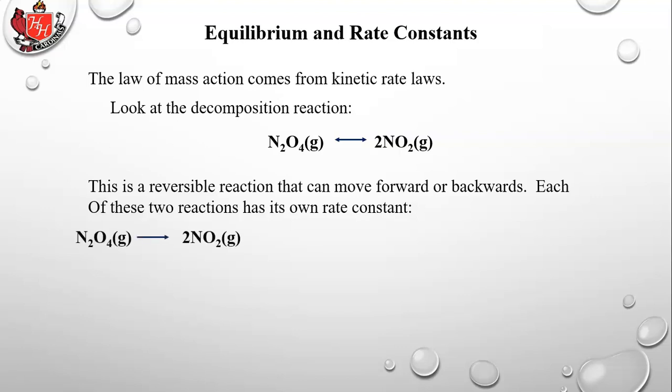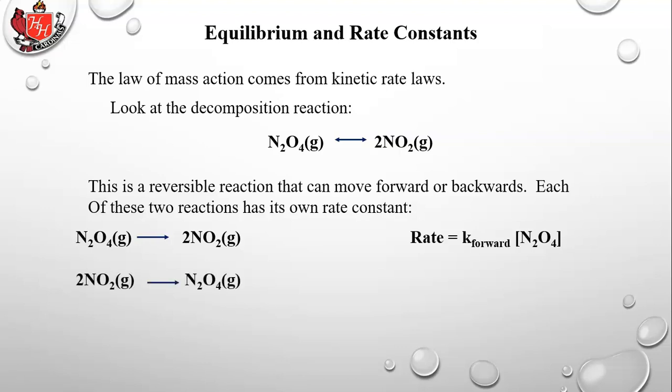So if we take the forward reaction, notice it's a one-way arrow. We're taking that reaction up above and we're only taking the left to right component of that. Then the rate equals the rate constant going forward of the reactant. We're only using a reactant here, N2O4.